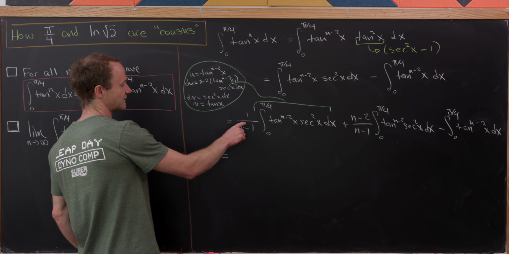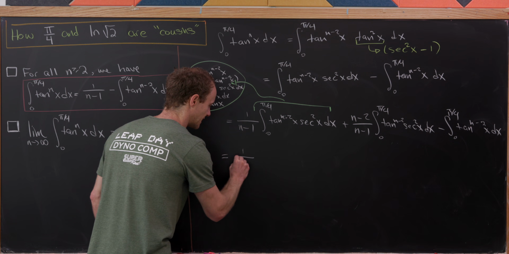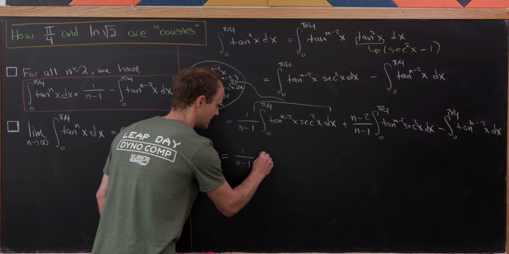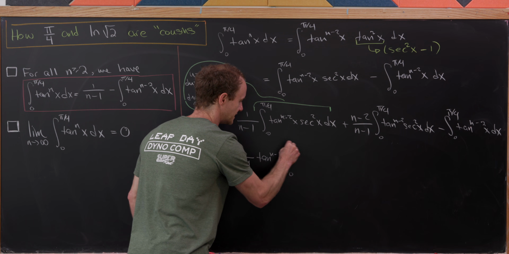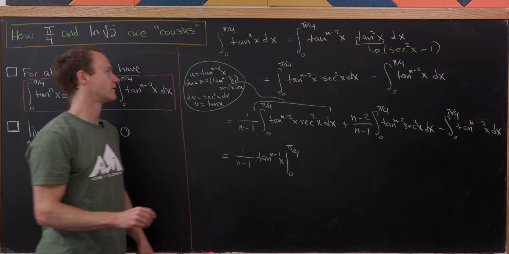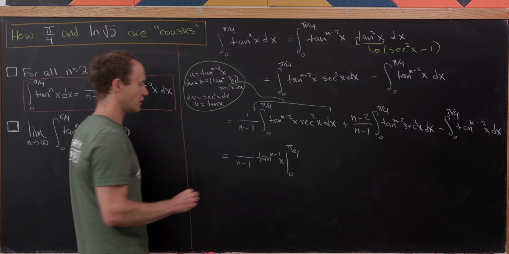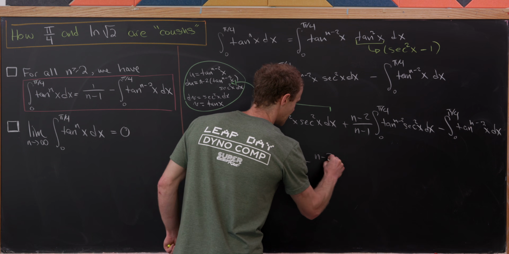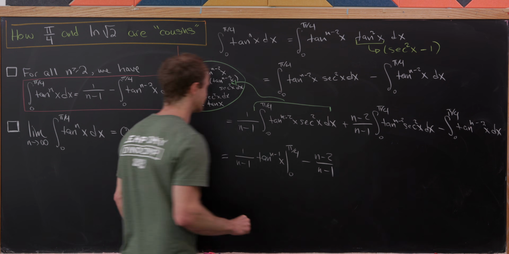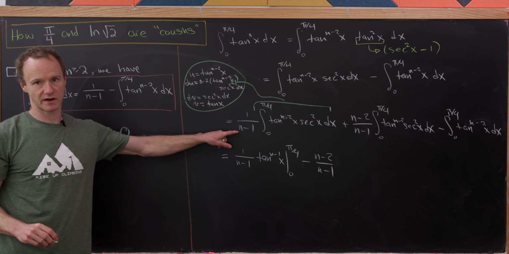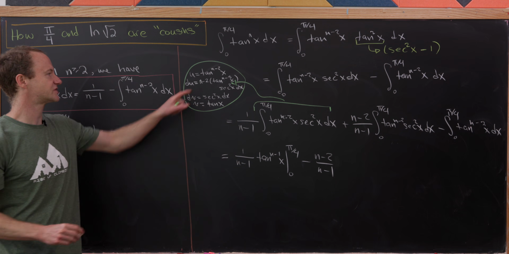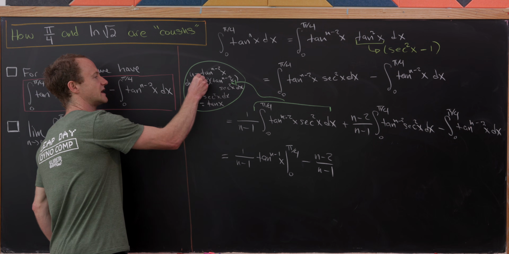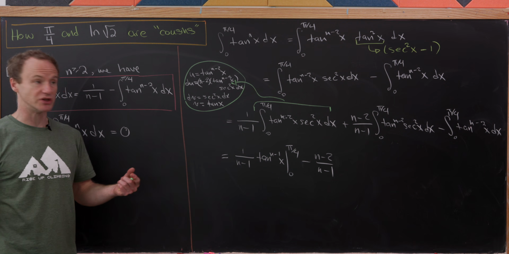And then, observe that this is attached to the 1 over n minus 1. So we've got 1 over n minus 1, tangent to the n minus 1 of x, evaluated between 0 and pi over 4. And then we'll have minus n minus 2 over n minus 1. So let's see, our n minus 1 in the denominator comes from this coefficient. Our n minus 2 comes from this right here where we took the derivative of u.